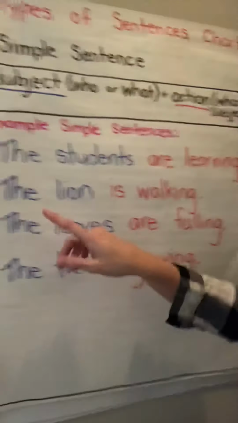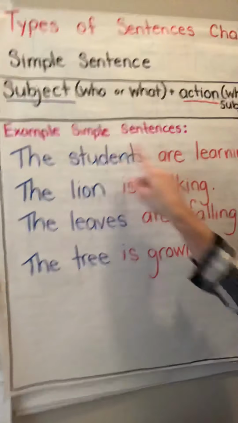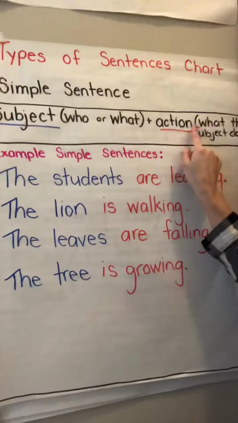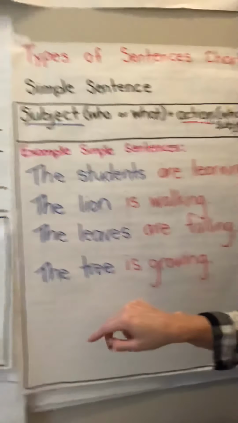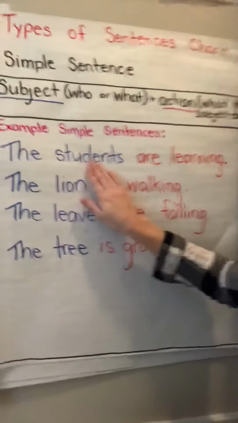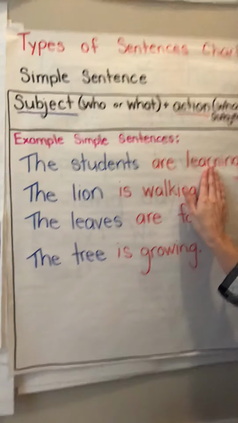You'll have your subject, who or what the sentence is about, and then the action, what is that subject doing? Are they running? Are they growing? Are they learning? Are they walking? So again, you'll have just two parts for your simple sentences, the subject, who or what, and the action, what the subject is doing.